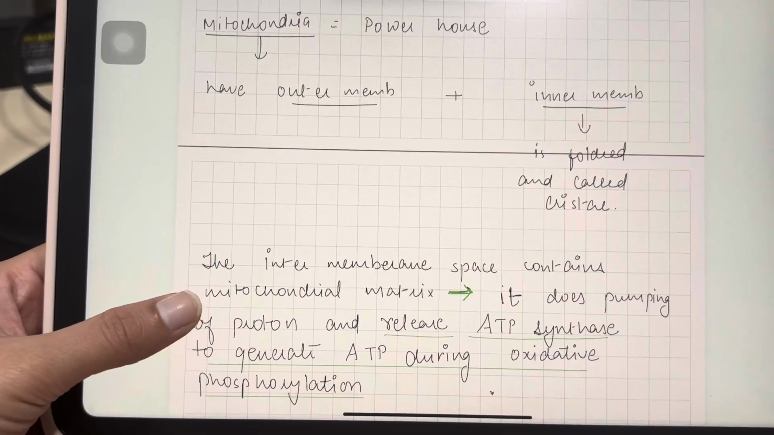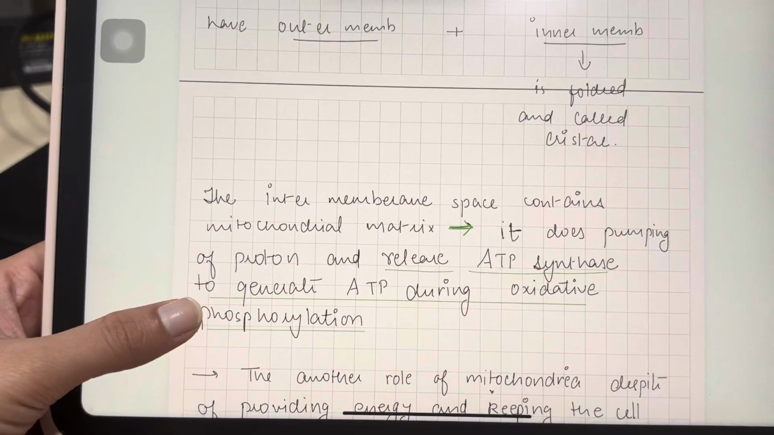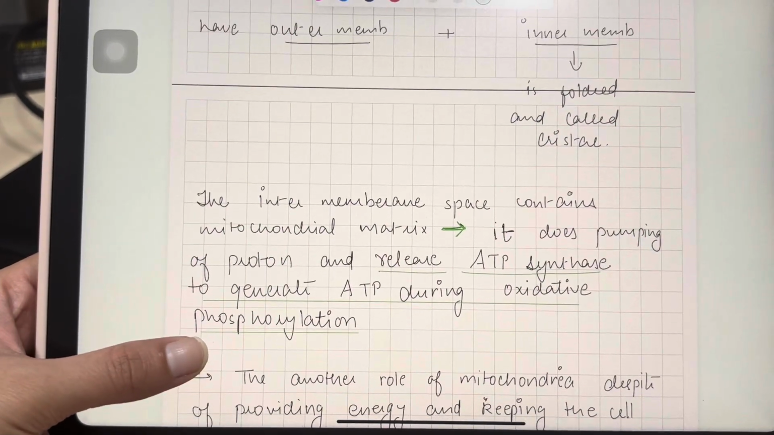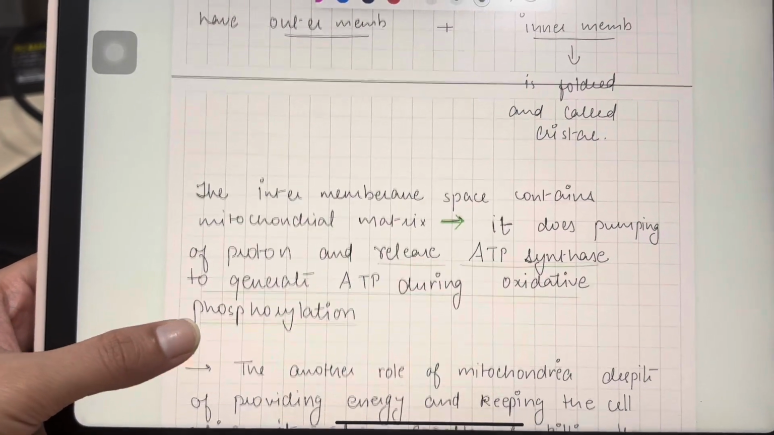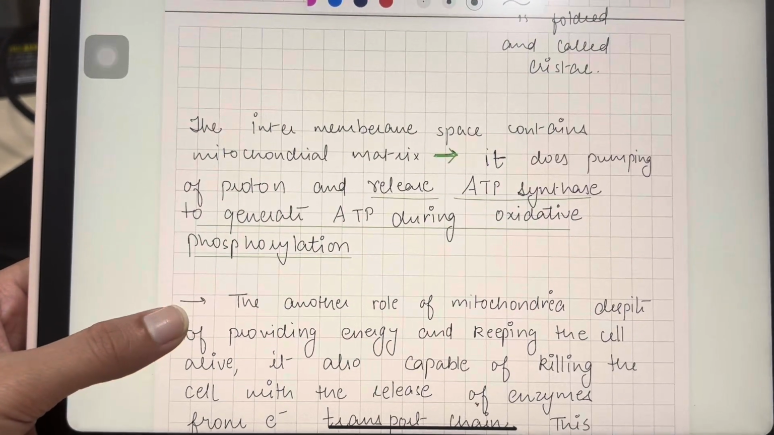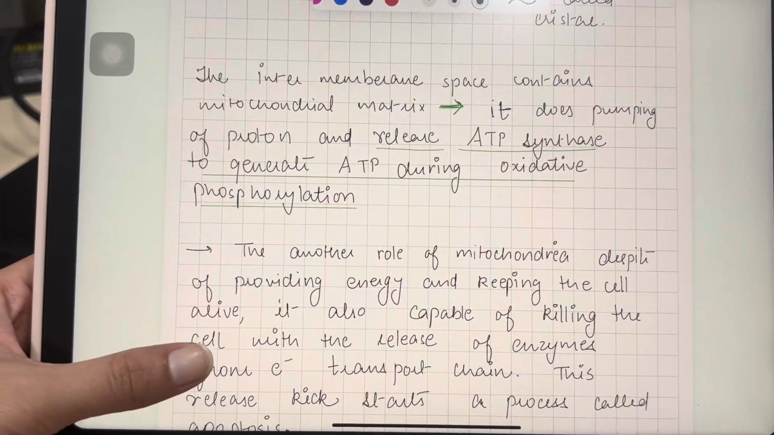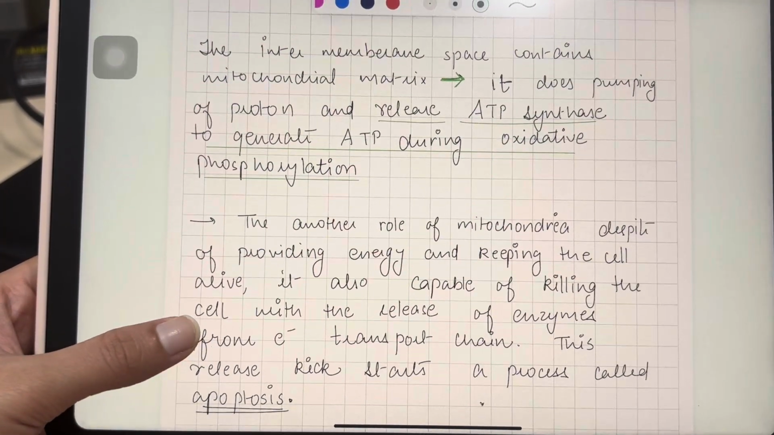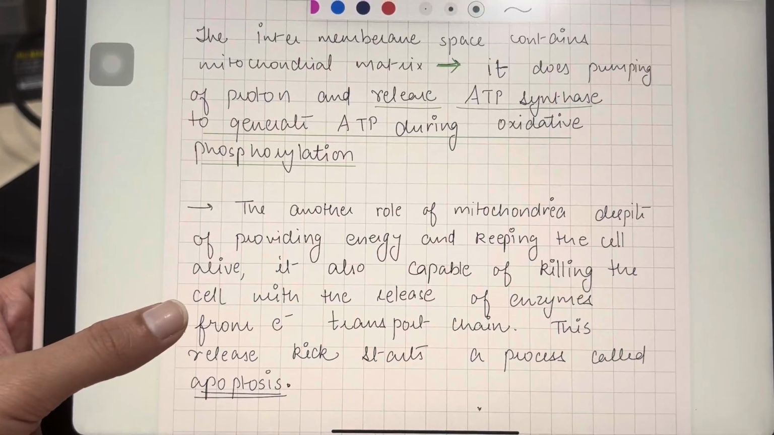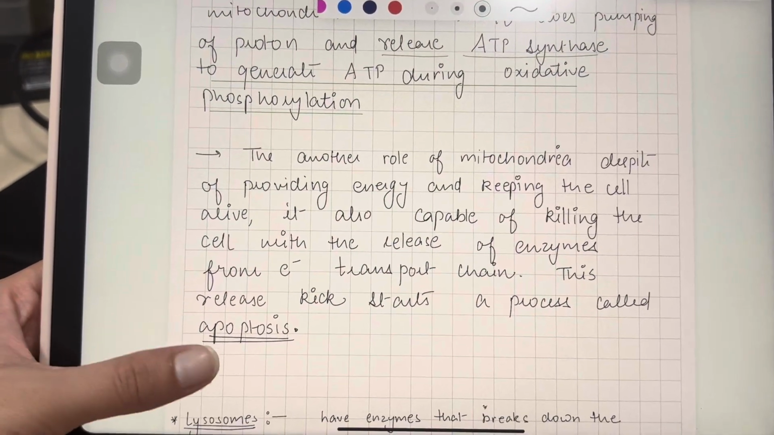It has an outer membrane and an inner membrane. The inner membrane has multiple folds so that it has a lot of area to act, and these folds are known as cristae. The intermembrane space contains the mitochondrial matrix. It pumps protons and releases ATP synthase, which generates ATP during oxidative phosphorylation.